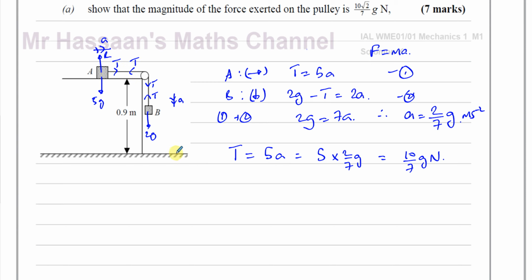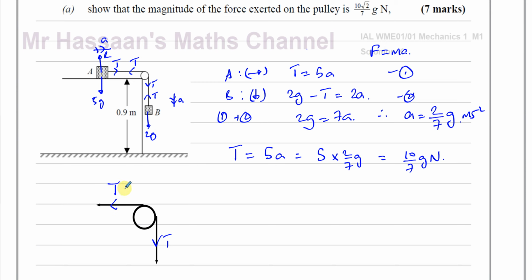So if you consider just the pulley alone, say this is the pulley, you have the tension acting vertically down. You also have the tension acting horizontally this way. Those are the two forces, and they're both the same value of T. That's T, and that's T.